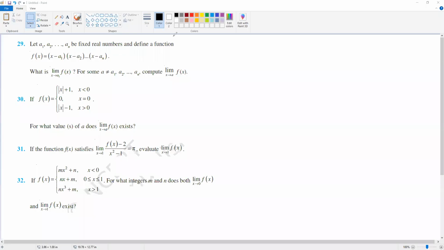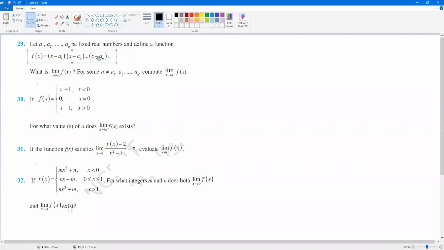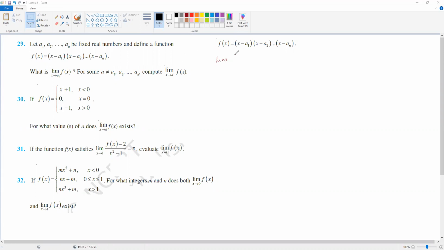Let a1, a2, a3 be fixed numbers. A1, A2, A3 are real numbers, and the function is like this: f of x is equal to x minus a1 into x minus a2 into etc. into x minus an. The first question is the limit of this function as x approaches a1.